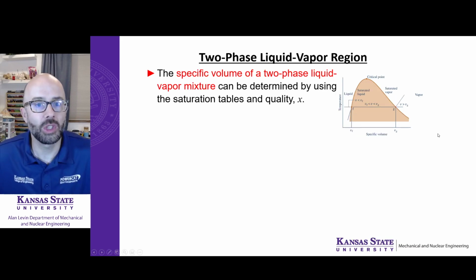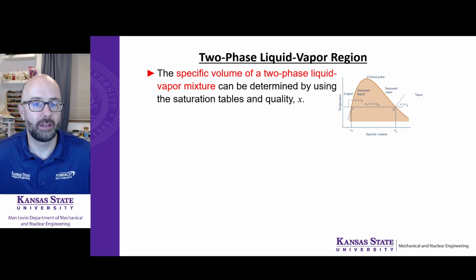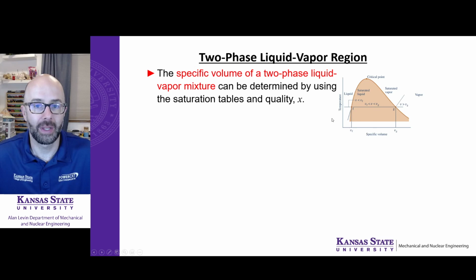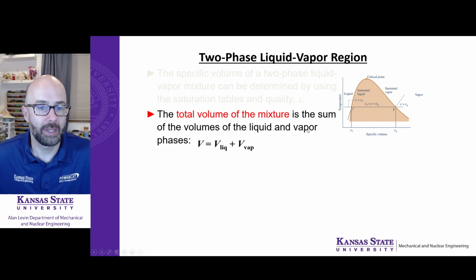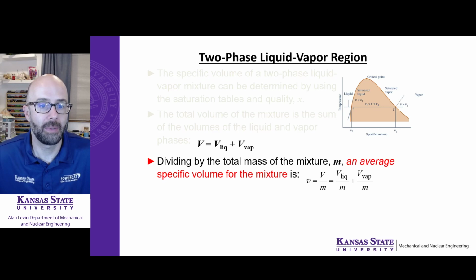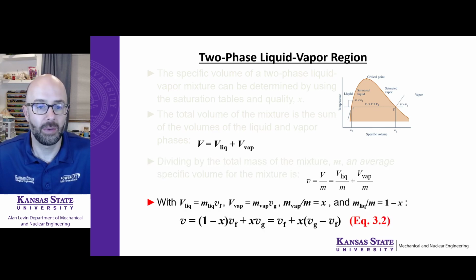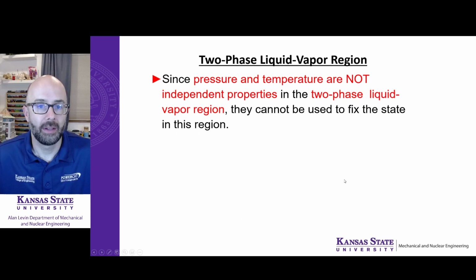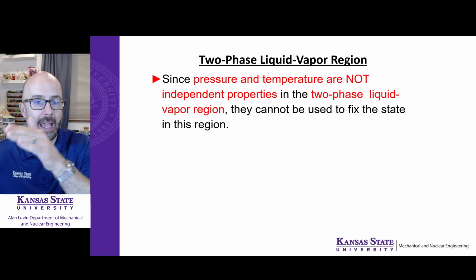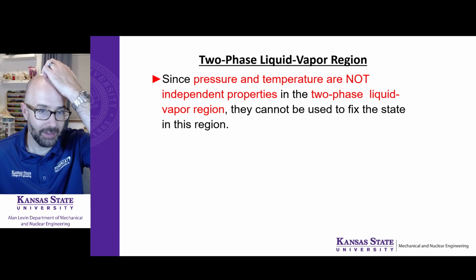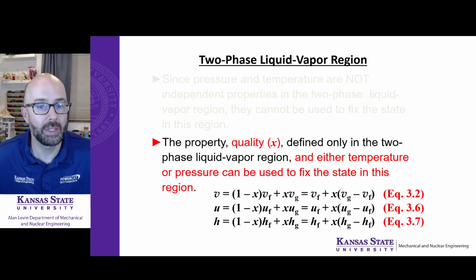Okay, so let's look at how we determine the specific volume. We use the quality x. Remember how we said volume is volume liquid plus volume vapor, and I went through this derivation to show how we come up with this quality equation, v equals vf plus x times (vg minus vf). Now we also said that pressure and temperature are not independent properties here. So in the two-phase liquid vapor region, we can't just know a temperature and a pressure to fix our state. We have to fix our state in some other way, and we're going to use the quality equation to help us find and fix that state.